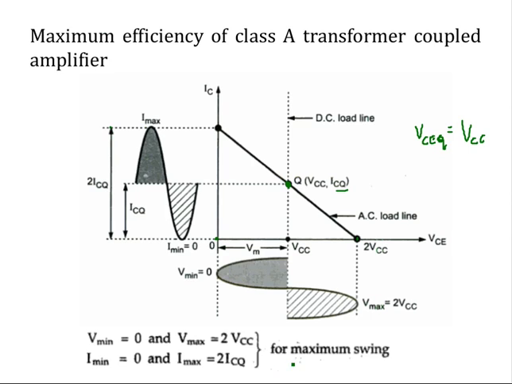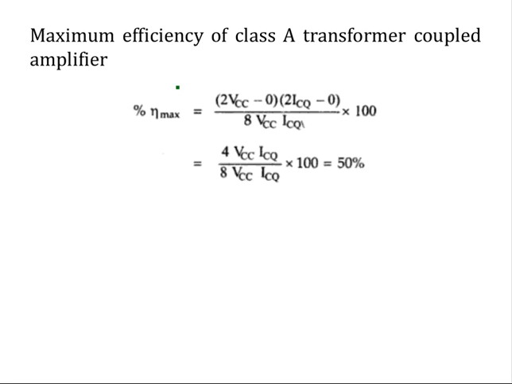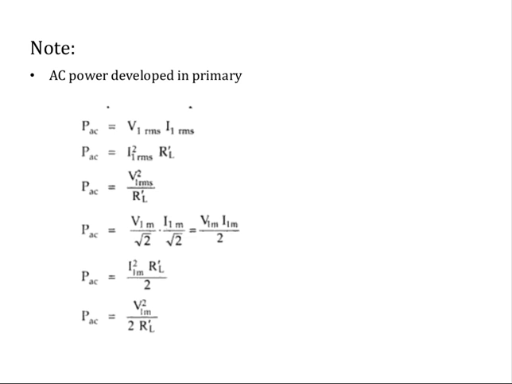For maximum swing, substitute these values in our expression for efficiency. In that case, what will you get? (2 VCC minus 0) into (2 ICQ minus 0) divided by 8 times VCC ICQ. On simplification, you will see that the maximum efficiency of a class A transformer coupled amplifier is 50%, whereas for series or direct coupling, it is 25% only.